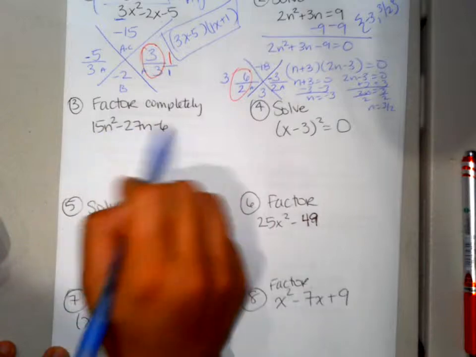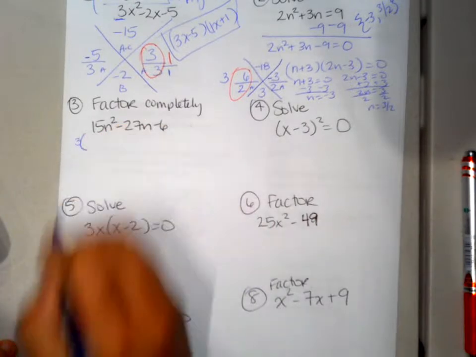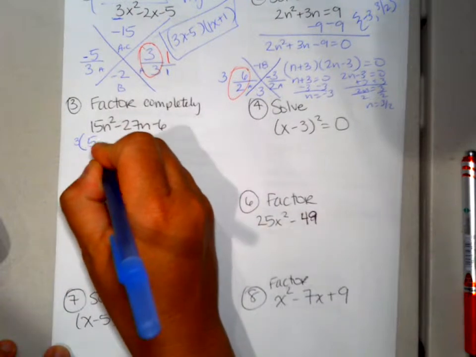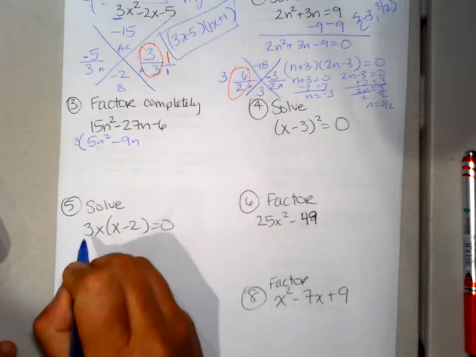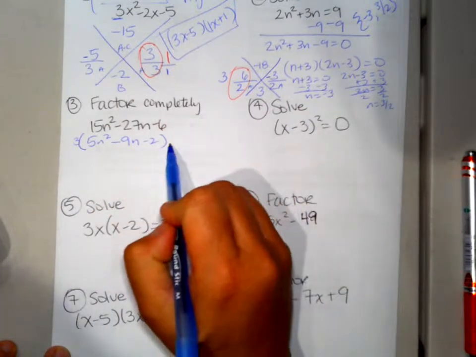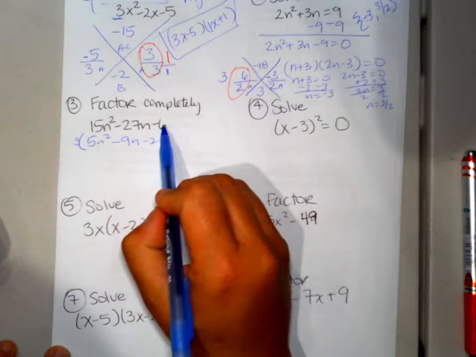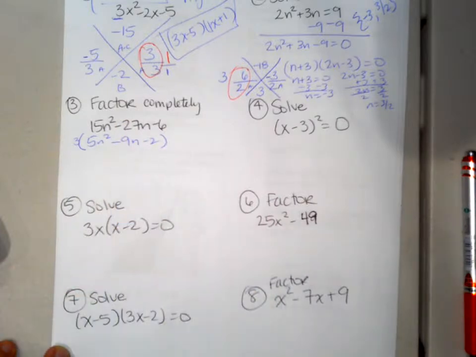So in this case, the greatest common factor is 3. When I take that out, I have 5n squared minus 9n minus 2. Okay, do not put an equal sign there. There was not one in the original equation. Don't get fancy trying to make stuff up. Just leave it as it is.